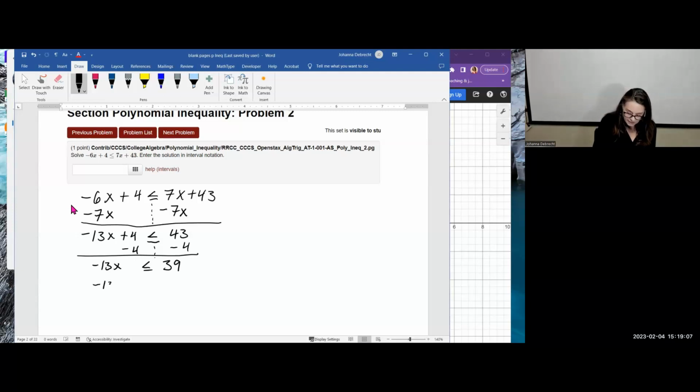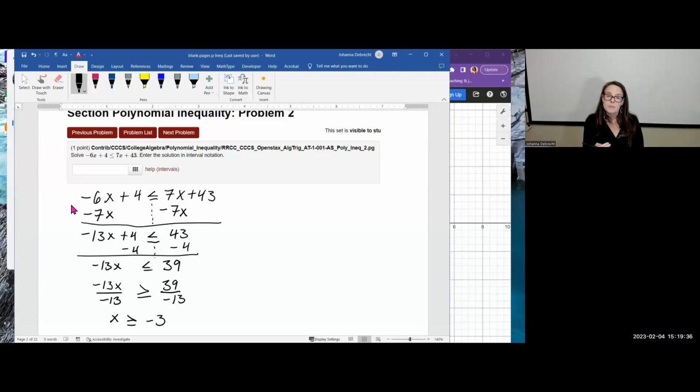So when I have negative 13x and I divide by negative 13 on both sides of the inequality, what this does to the symbol is it reverses just the symbol, not the variable and the constant terms, just the symbol. So now it becomes greater than or equal to. I know it's a tricky rule and it's hard to remember. This is going to give me x greater than or equal to negative 3.